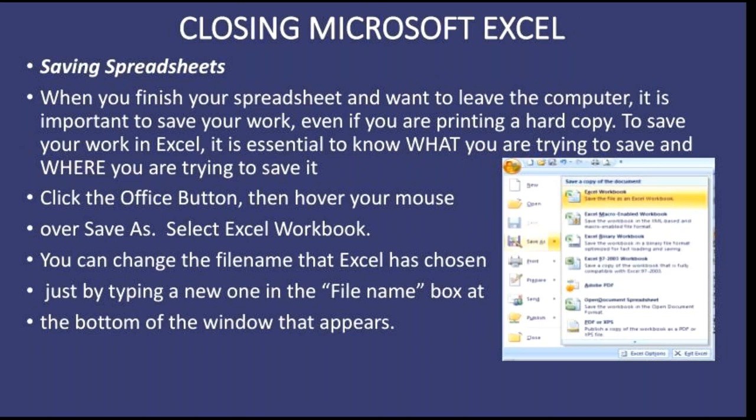Now, closing Microsoft Excel. Before you close a document, you first have to save it. To save the document, click the Office button, hover your mouse over Save As, and click Excel Worksheet. You can change the file name Excel has chosen by typing a new one in the file name box, then click the button as the window appears. So you could see everything on my screen here.